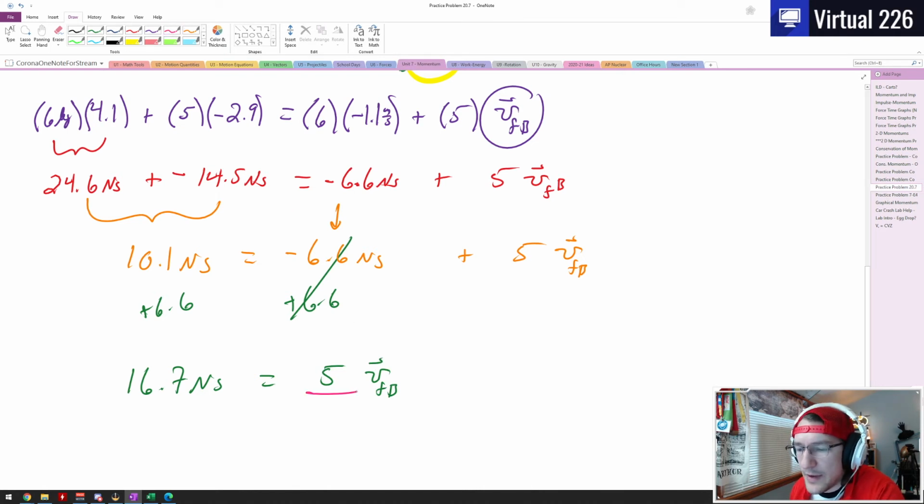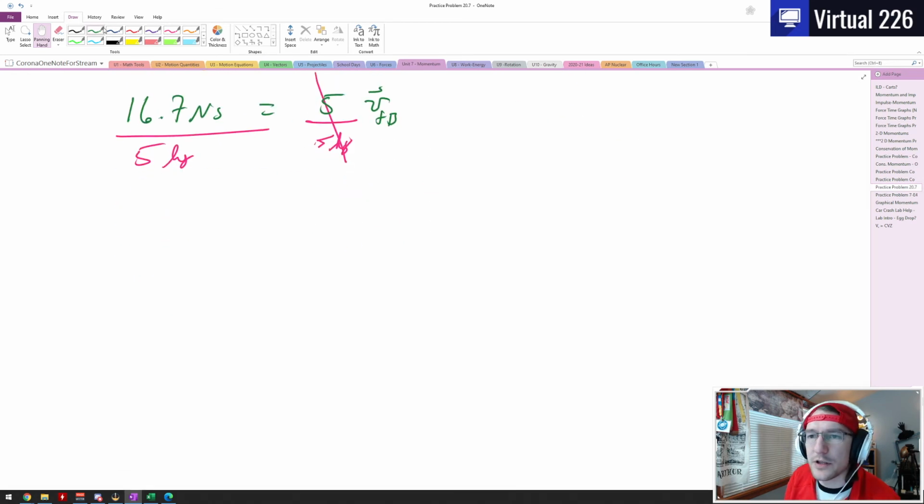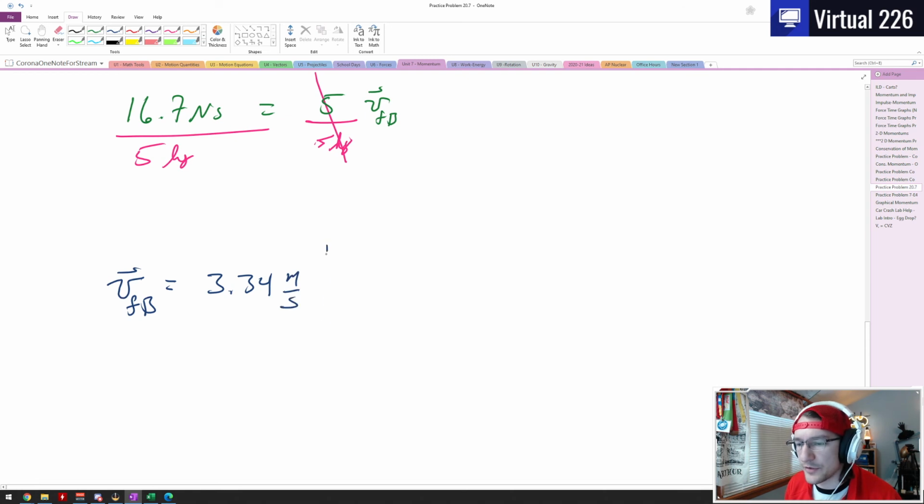And now we're at the home stretch. We divide each side by the 5 kilograms. 16.7 divided by 5 is 3.34. So we find here that our final velocity for B is equal to 3.34 in units of velocity that we've been using, meters per second.